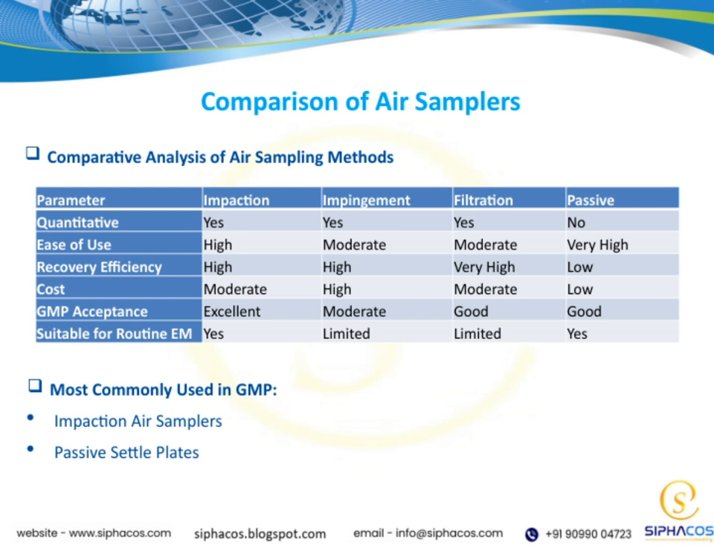Now, let's compare these with impingement and filtration methods. Both impingement and filtration are capable of quantitative sampling, with impingement offering a moderate ease of use and very high recovery efficiency, though at a higher cost. Filtration provides a good balance, with moderate ease and high recovery, making it suitable for various applications but slightly more complex. Ultimately, the choice of sampler depends on your specific needs, whether you prioritize ease of use, cost, recovery efficiency, or GMP acceptance. For routine environmental monitoring in GMP settings, impaction and passive settle plates are often the go-to options.